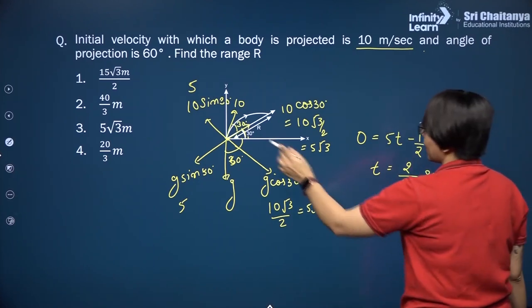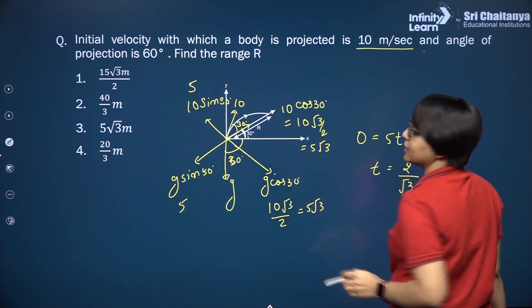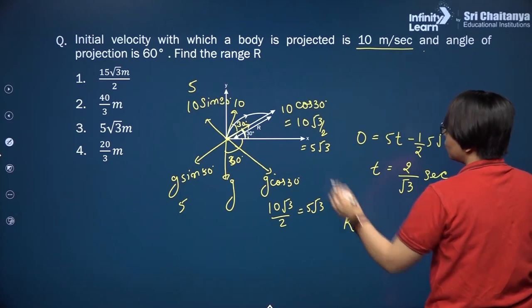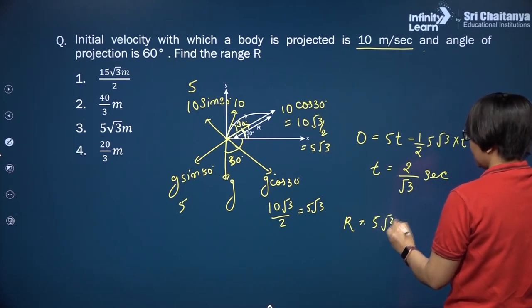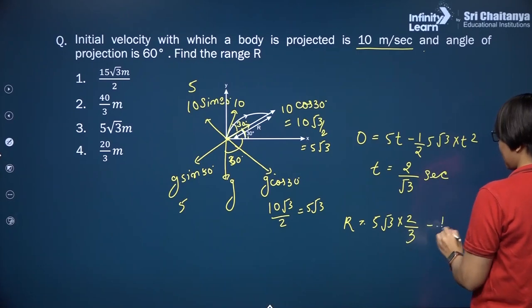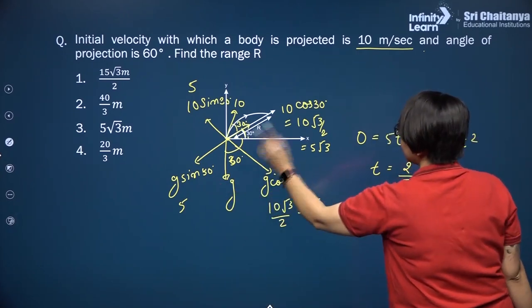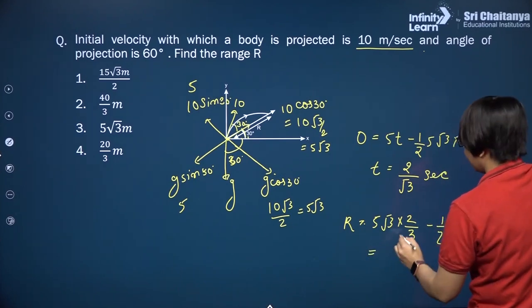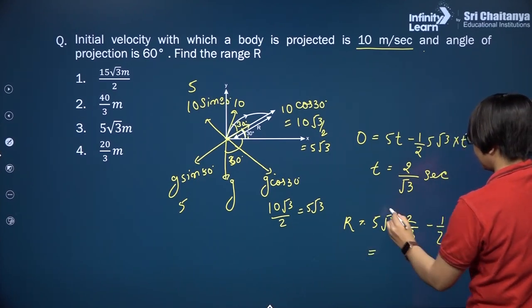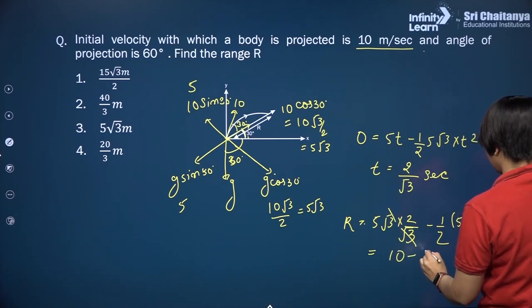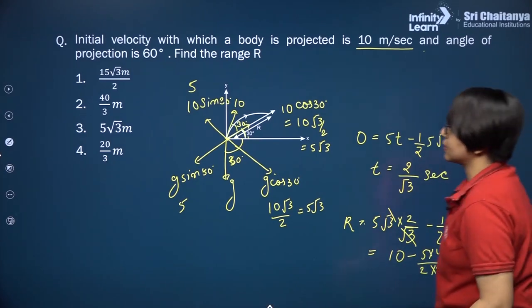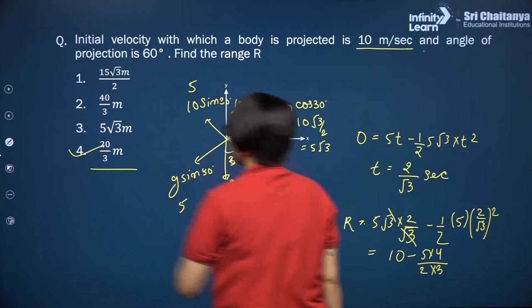Okay, now you have time, put it in the equation s is equal to ut plus half a t square along the incline. So here range is ut, which is 5 root 3 into time 2 upon root 3, minus half, minus because this component is anti parallel to initial velocity, a is 5 into t square, 2 upon root 3 whole square. Right, so this will be root 3 cancel, 10 minus 5 into 4 divided by 2 into 3, that is 10 minus 10 upon 3, that is 20 upon 3 meter, which is option 4.